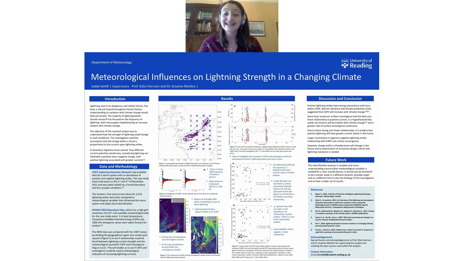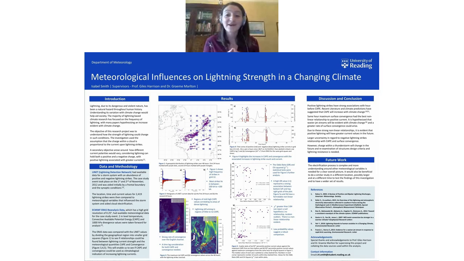And to do this, I decided I would try and find a relationship between the current values on individual lightning strikes and meteorological variables. And then after finding this relationship, I could use climate predictions of these meteorological variables to hypothesize the future current values on strikes and overall the charge within storm clouds. So using a lightning detection system called LINET and the ECMWF ERA5 reanalysis data, I did a case study investigation. So I chose a storm system that lasted around 48 hours and had a high density of lightning strikes over the English Channel, as you can see from figure 1.